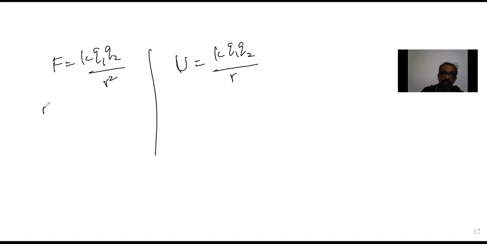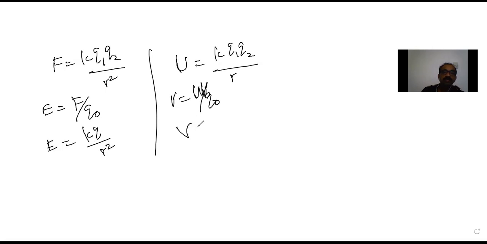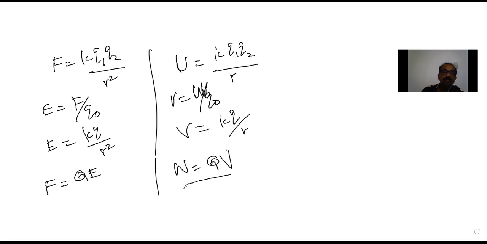Then we have the equation for electric field, F by q0, force per unit positive charge, whereas here we have potential, W by q0, meaning work done per unit positive charge. Electric field equation, kQ by r squared. Similarly, the equation for potential due to a point charge is kQ by r. We know that force on a point charge in an electric field is F equal to qE. Like that, we have the equation here, W is equal to qV. That is the energy gained under a potential difference.